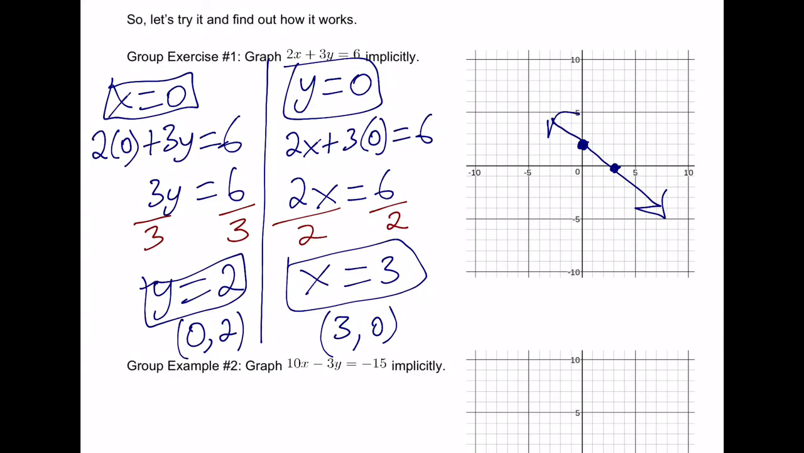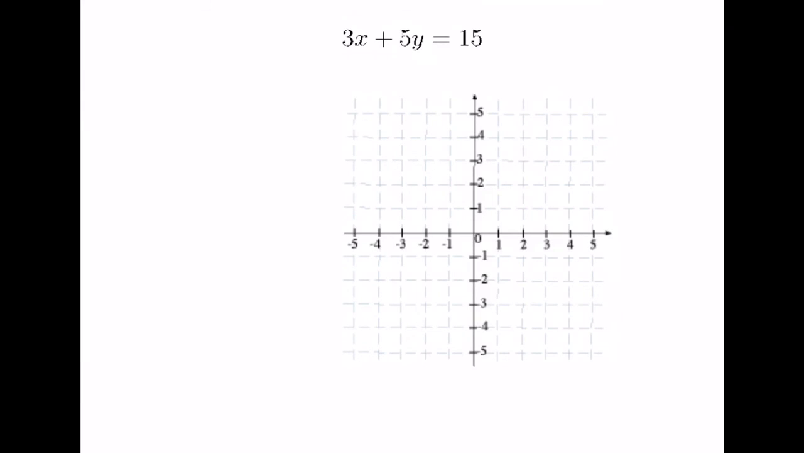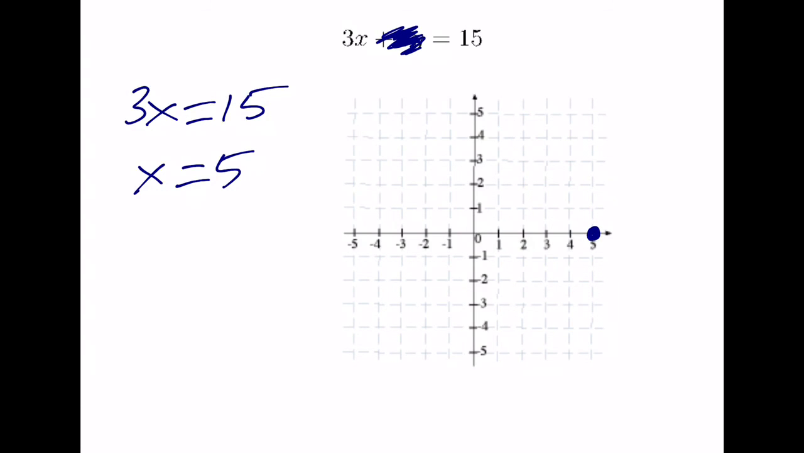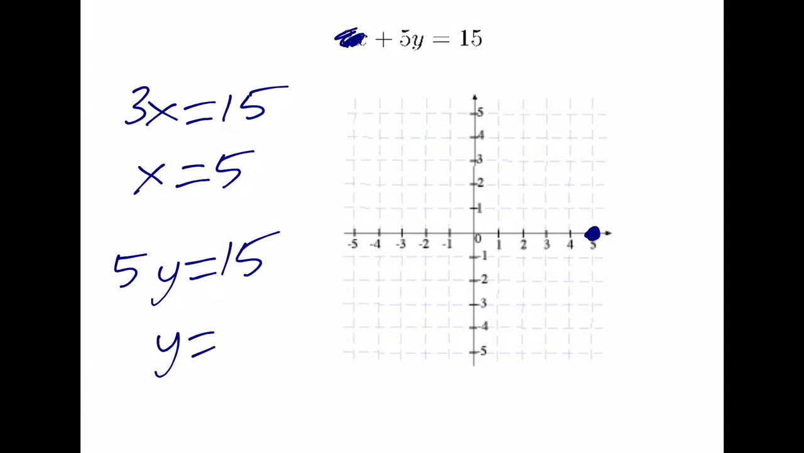graphed this implicitly. A faster way of doing the same thing is to say if 3x is equal to 15, in other words, ignoring the y for a minute, then I know that x is equal to 5, because 5 times 3 is 15. So on my x-axis here, I'm going to put a dot on 5. Then I'll go back to the original problem and say 5y is equal to 15. So what's y? y is 3. So on my y-axis, I'm going to put a dot on 3. Simple?